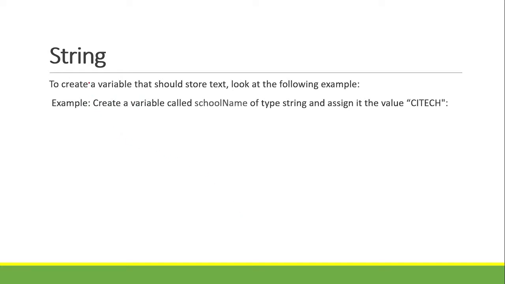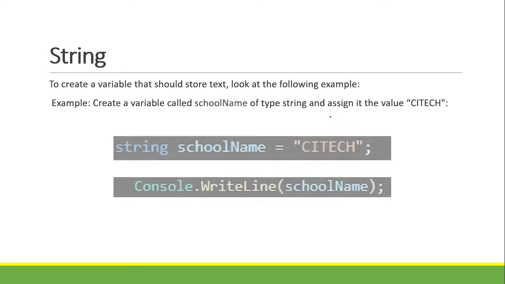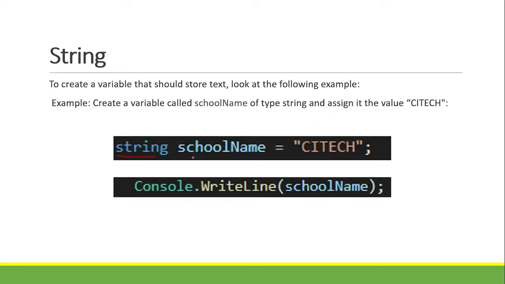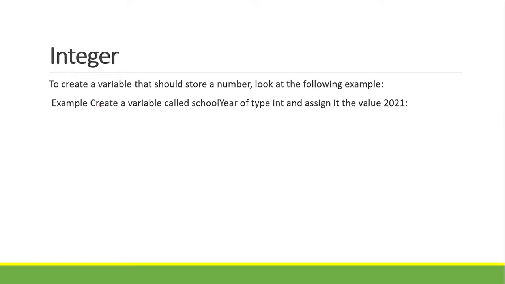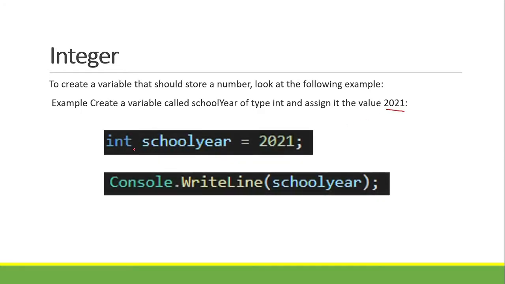So for example, string, create a variable called school name. So it must be type string and then assign the value Scitech. So ano yung itsura niya? So string, school name, and then the value is Scitech. So integer naman, syempre number. So create a variable called school year, type integer, and store the value 2021. So integer, school year, and then 2021. Integer, number, and then school year. So year is also a number. That's why 2021 is stored in an integer.